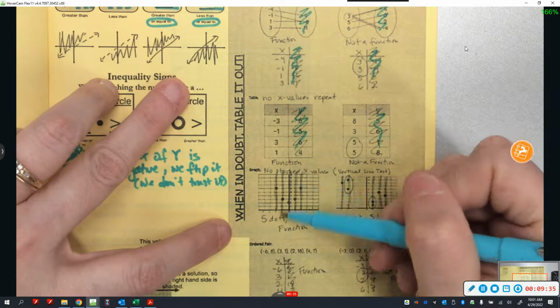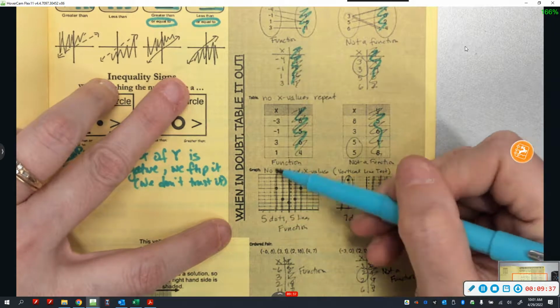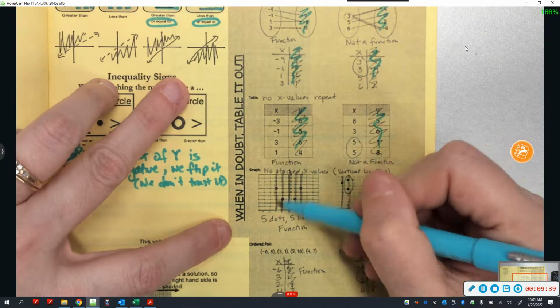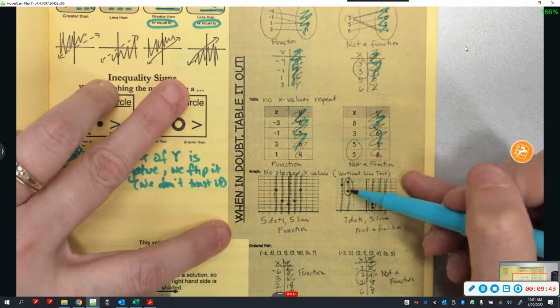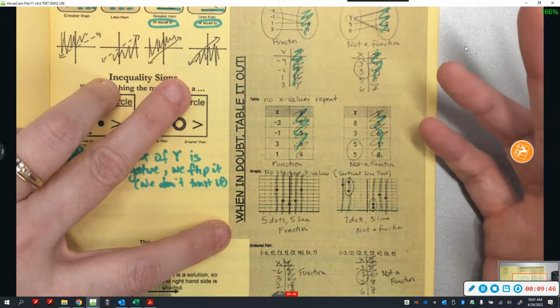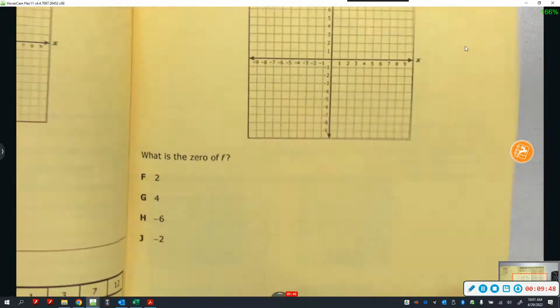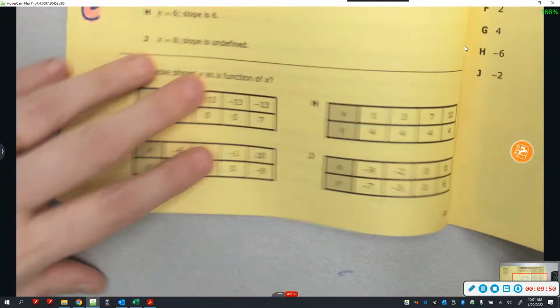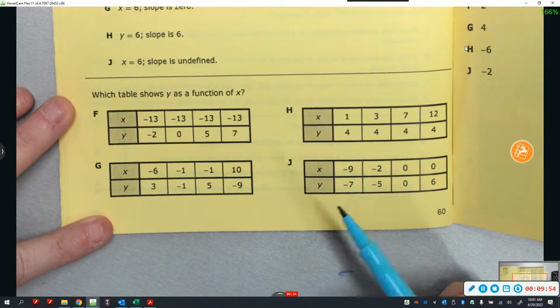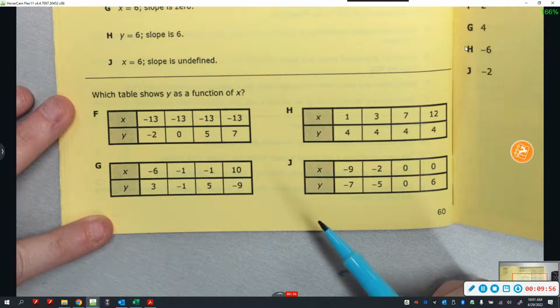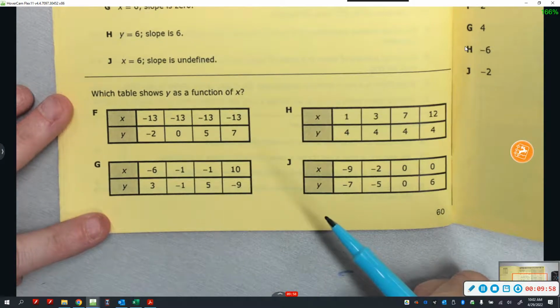Now for graphs, we look for stacked x values. So at any point, if we draw a line through it and we see two x values, then it's not a function. Now, I will state for the record, I have only ever seen them ask questions on STAR that look like this. That doesn't mean that this couldn't be the first year they don't show us something that looks like this.